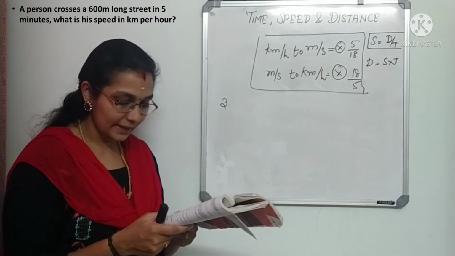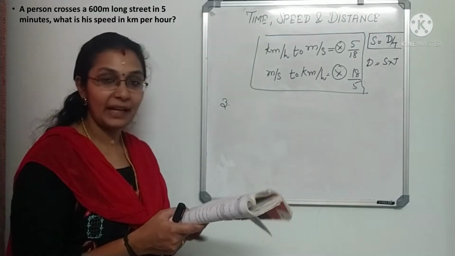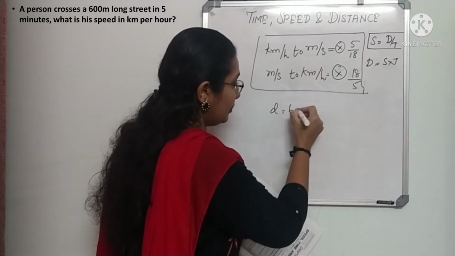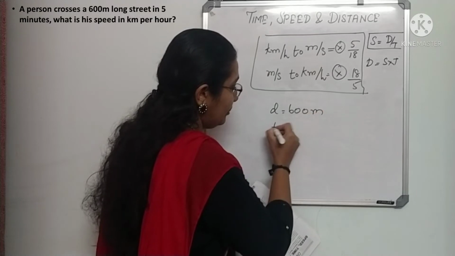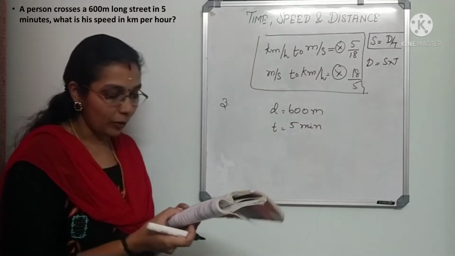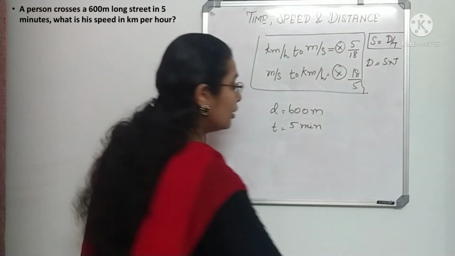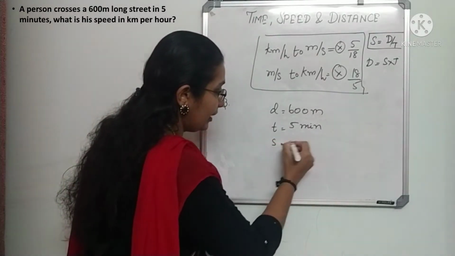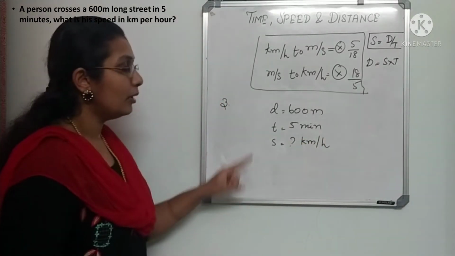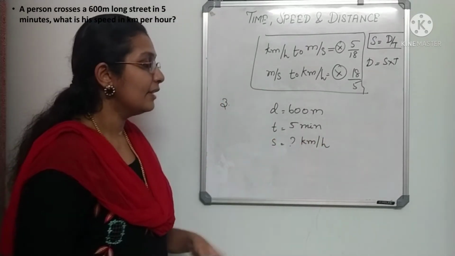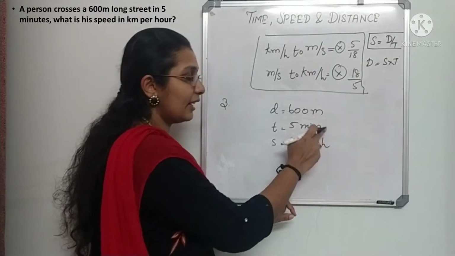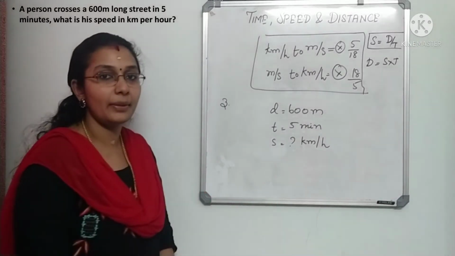Okay, person crosses a 600 meter long street in 5 minutes. Okay, so distance they have given it as 600 meter, and time they have given it as 5 minutes. Okay, so listen to this carefully. What is the speed in kilometer per hour? So they are asking speed in kilometer per hour. Right? So see here it is in minutes. So once we convert this to seconds, you have meter and seconds. So you can easily convert it to kilometer per hour, right?